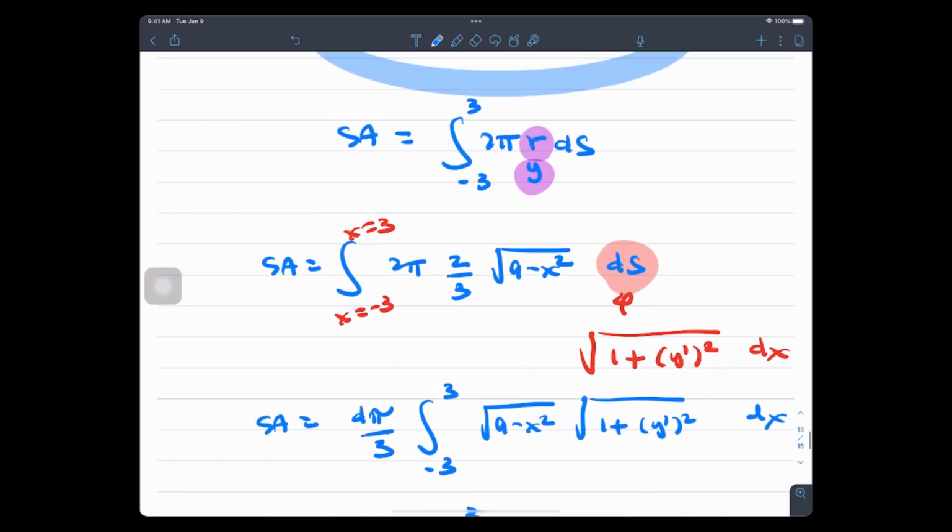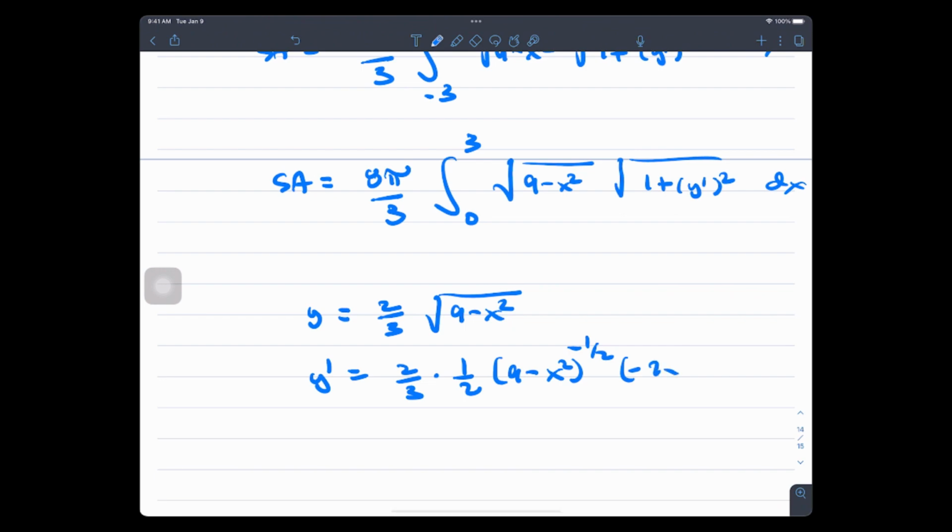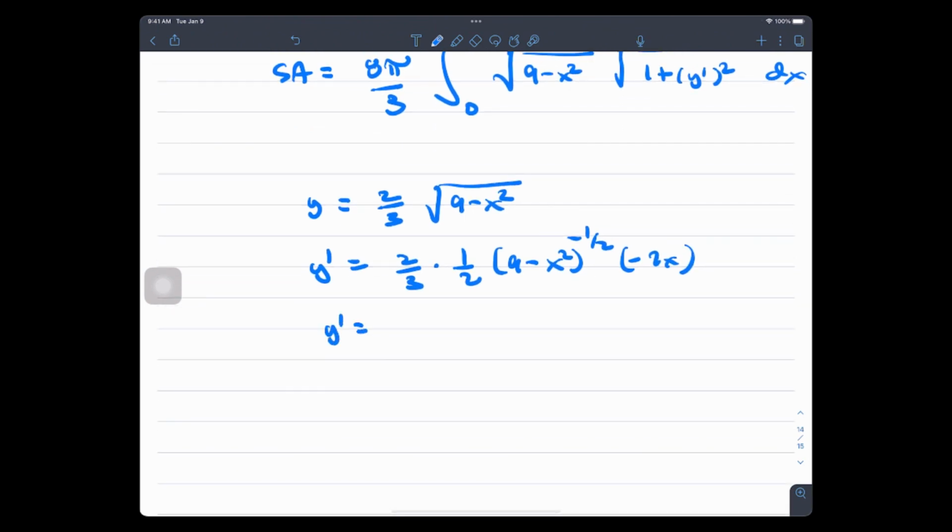So what was y again? Remember this, y is going to be, what's our y function? 2/3 square root of 9 minus x squared. So y prime becomes 2/3 times 1/2 times (9 minus x squared) to the minus 1/2 times negative 2x by chain rule. Is that true? So it's going to be negative. The 2's will cancel. Is that right? Negative 2x over 3 square root of 9 minus x squared.